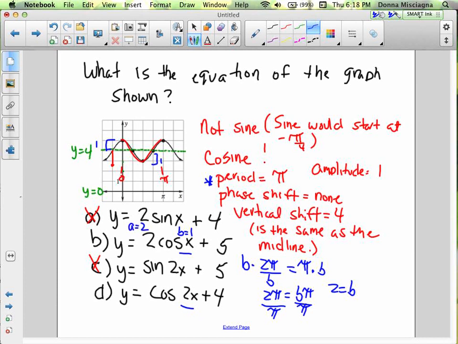Well, that's wrong, right? Because we said the distance from the midline to the maximum value or the midline to the minimum value was 1, not 2. So that's wrong. This is the one that's correct. It's got the correct b value. B is 2. If we take 2 pi and divide by 2, we do indeed get pi. And this right here is 1 period. So you can see the graph is finished by pi. The graph's been shifted up 4, that's correct, and the amplitude is 1. So everything about y equals cosine 2x plus 4 is correct, and all the others have something wrong with it.